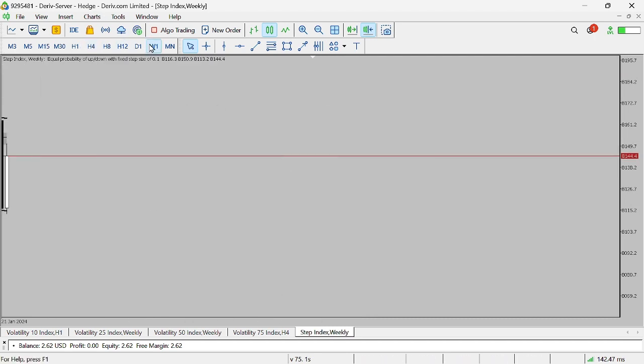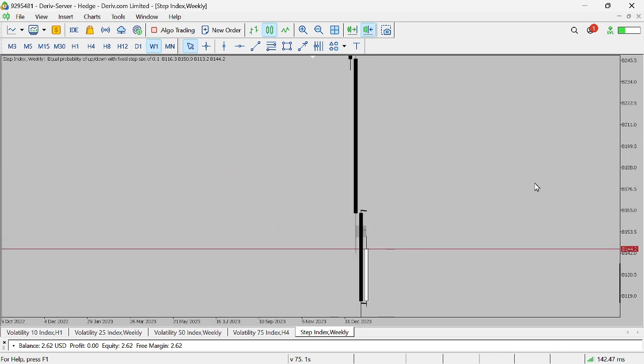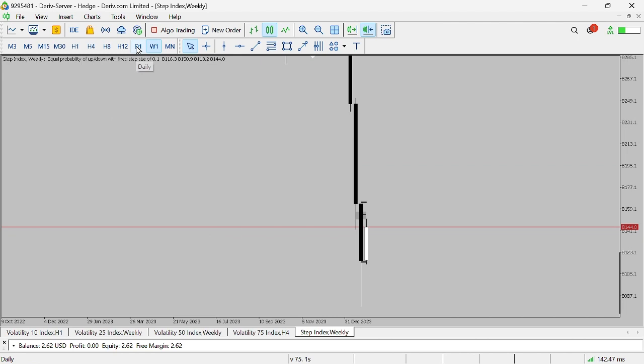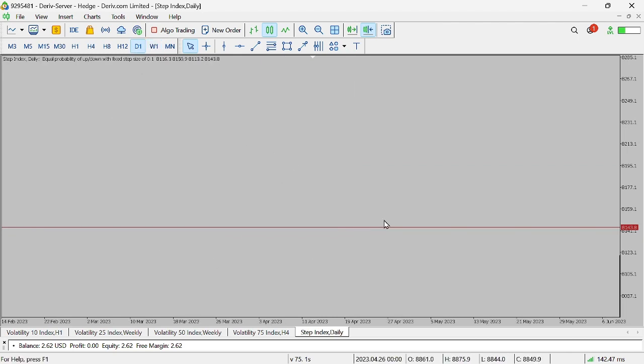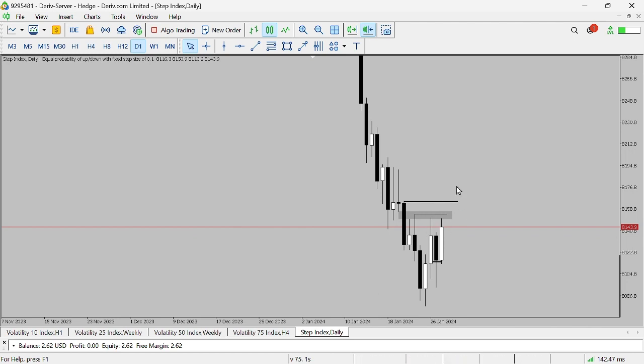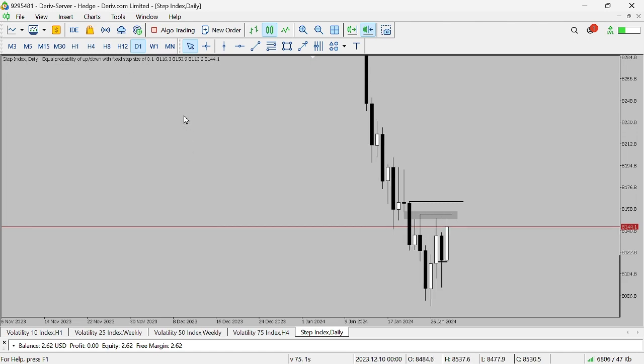Step index is strongly bearish, like we went through. It's bearish on all the time frames. Bearish on monthly, bearish on weekly, bearish on daily. So yeah, I want to see some liquidation and then continuation in the overall direction. The trend is your friend.